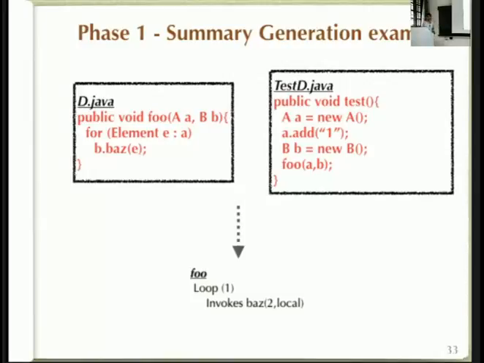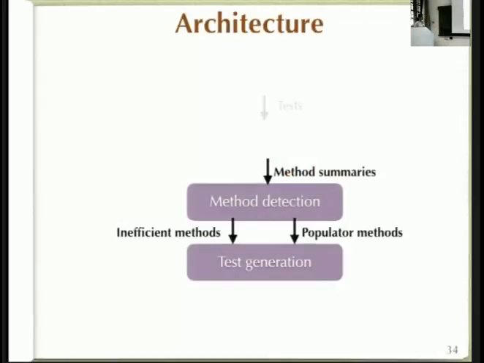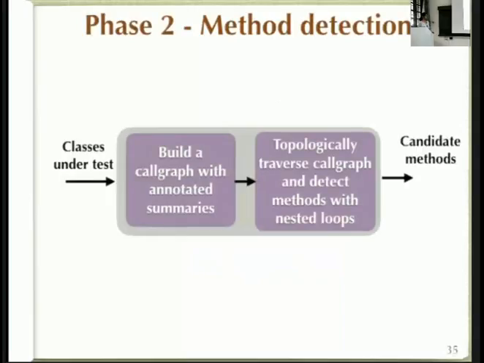Okay. So you understand, it's a very simple summary generation phase where you take a set of classes, you generate some random test inputs, you execute them, you monitor them, and then you have the summary. Okay, so now the method detection phase. We are taking method summaries as input, and in the end we are giving methods. So these are 2 kinds of methods that I am detecting out of it. One is the inefficient method and one is the populator method. So let's see what method detection does.